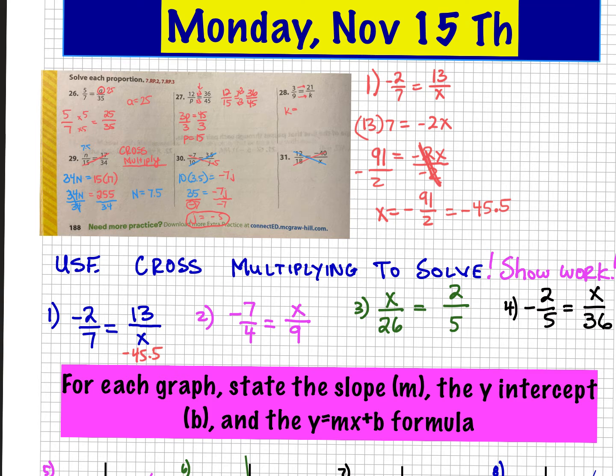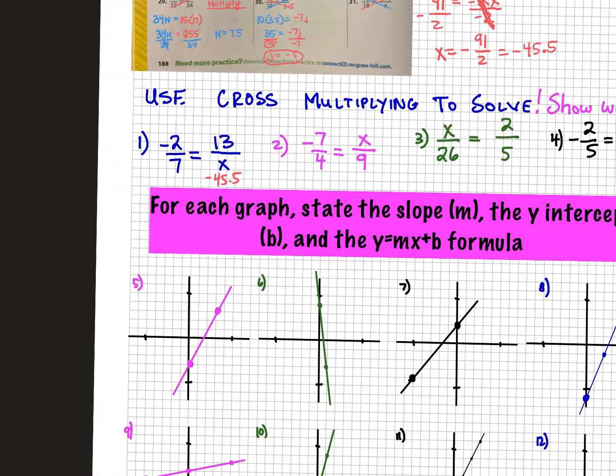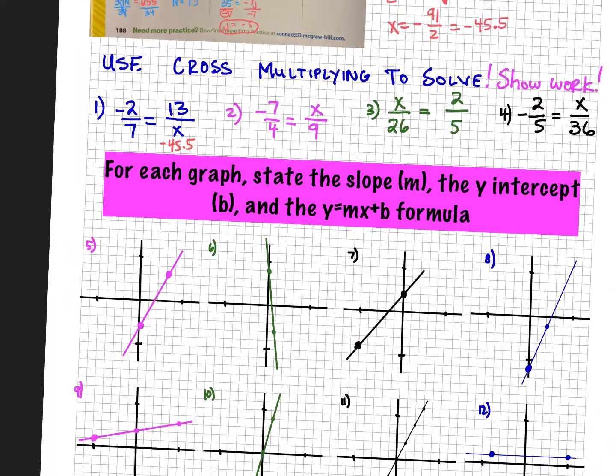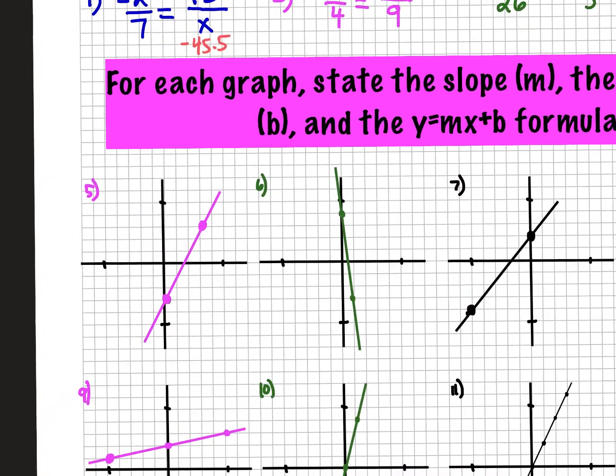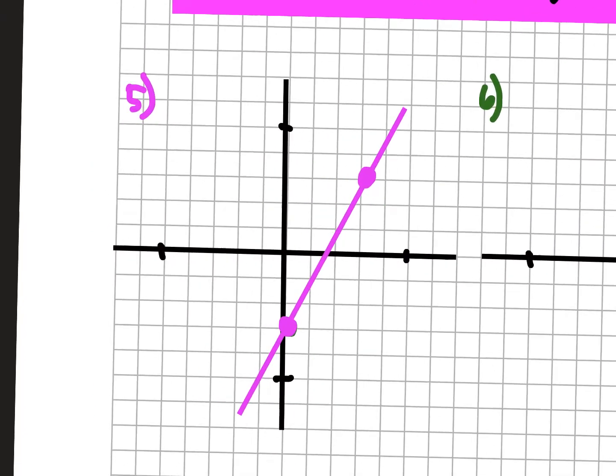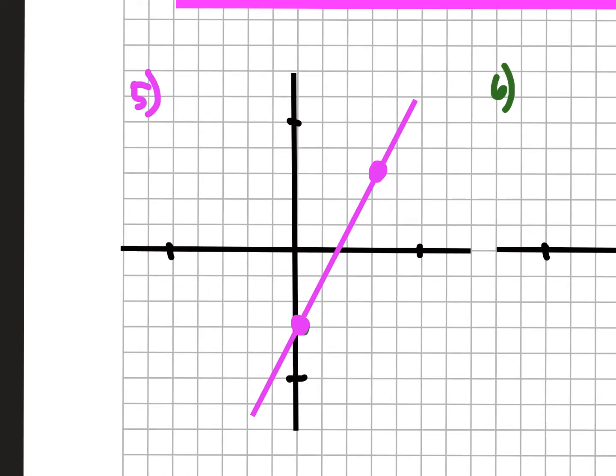All right, make sure you're showing your work on all of those. And now we're going to go to the graphs. For each graph, state the slope, the y-intercept, and the y equals mx plus b formula. You do not need to copy down the graphs. All you're going to do, I'll pretend I'm you, is look at the graph. I'm going to write number 5 on my paper. I'm going to write, okay, I need to know the slope.